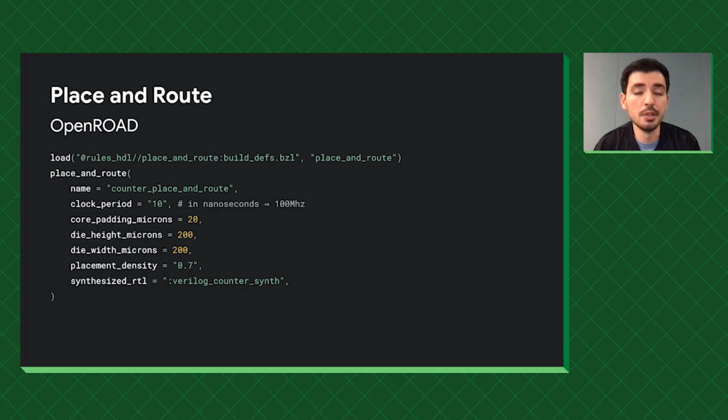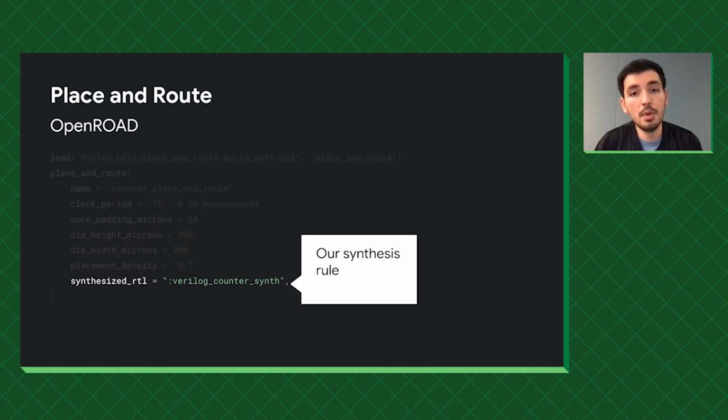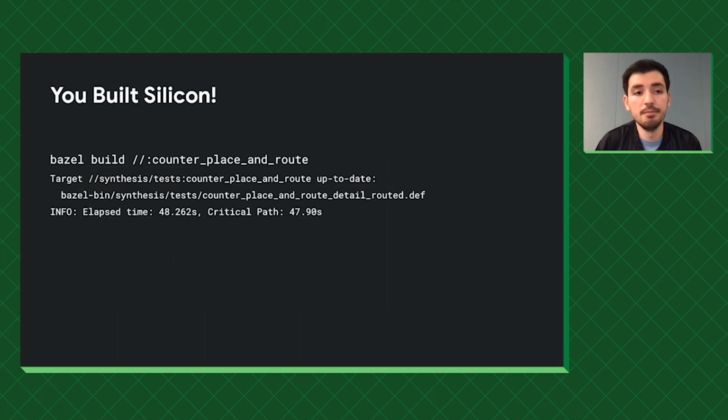Next, we have OpenRoad, which is doing our place and route. So again, we load our rules from the location I mentioned above, and then we point it at our synthesis result. Once we do that and specify some other parameters like the clock speed, how dense we'd like it, and what size we'd like our silicon, we can build hardware with Bazel. So if we run Bazel build and wait about 48 seconds, we'll have hardware out on the other side.